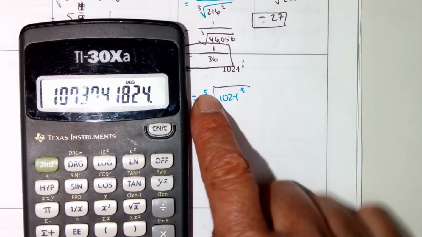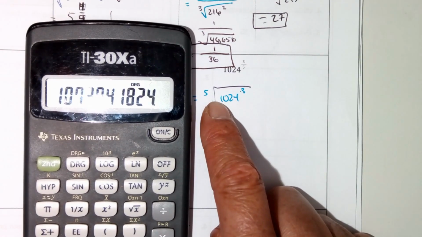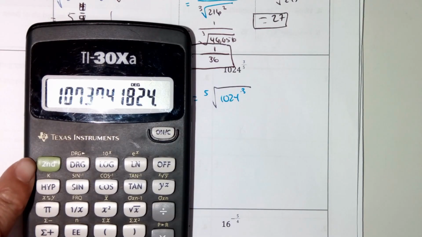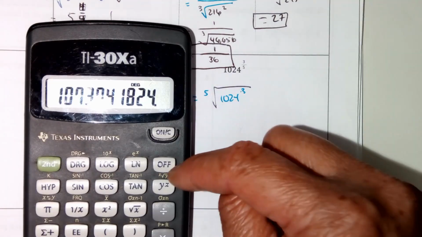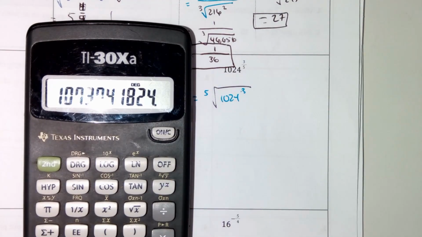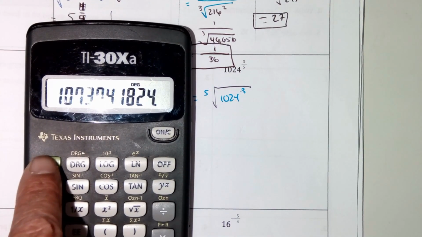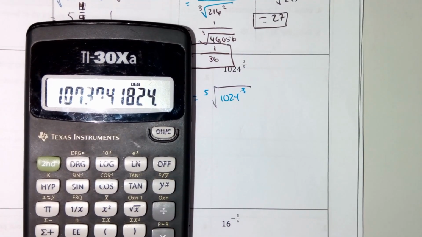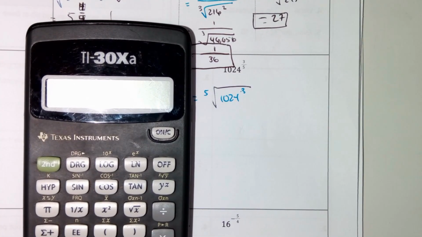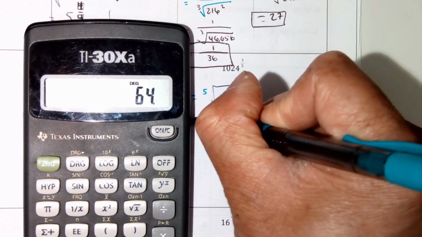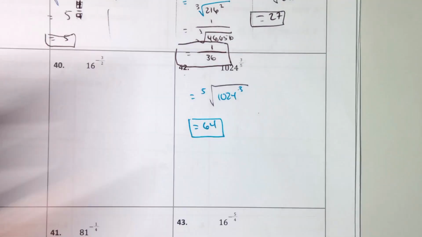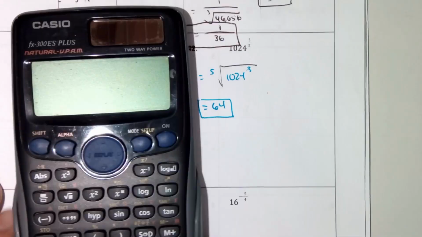And then you don't have to do anything, so we just need 5 identical numbers. So we're going to press second, and then y equals. That gives us the root and the radical back in there. So second, y equals, and then you're going to press 5, and then equals, and you get the answer of 64. And that's my answer.